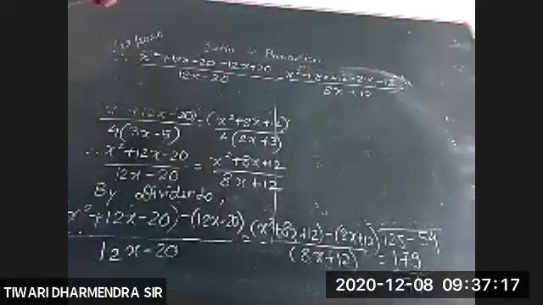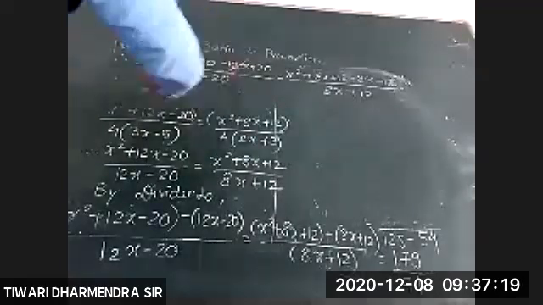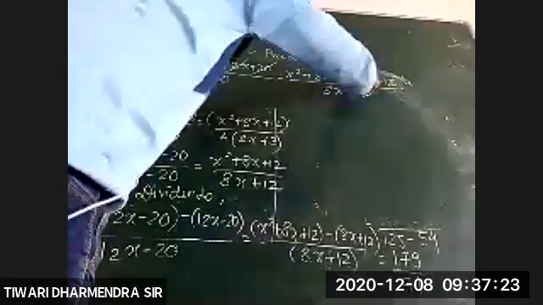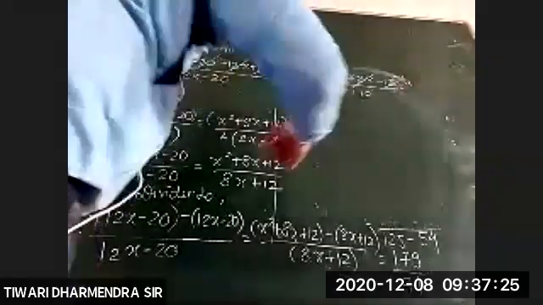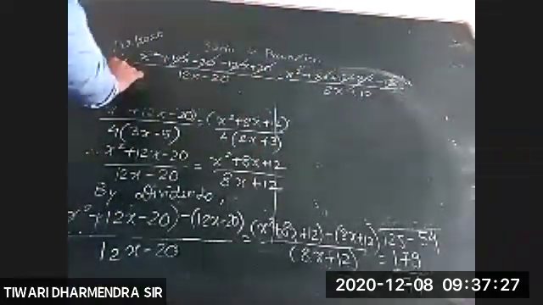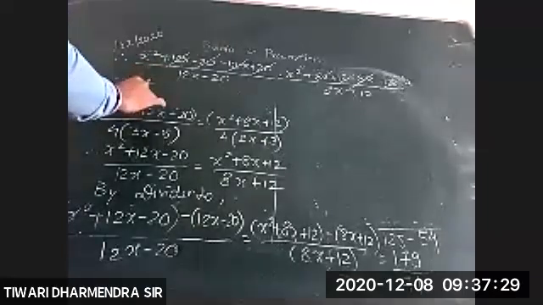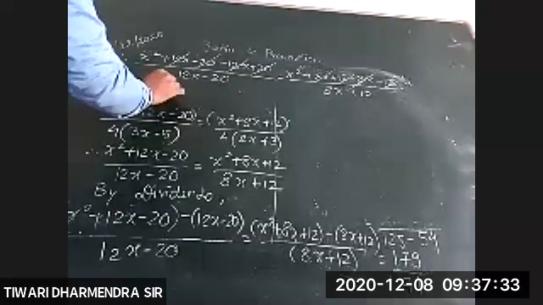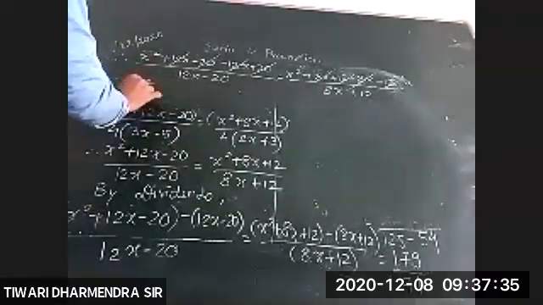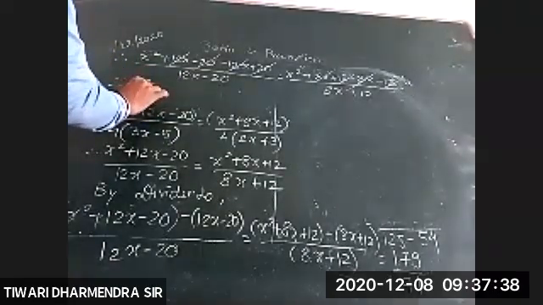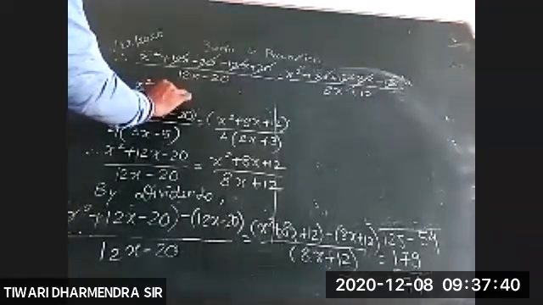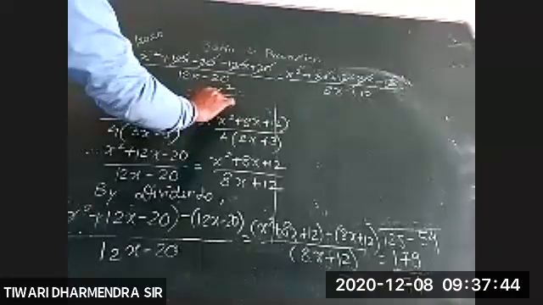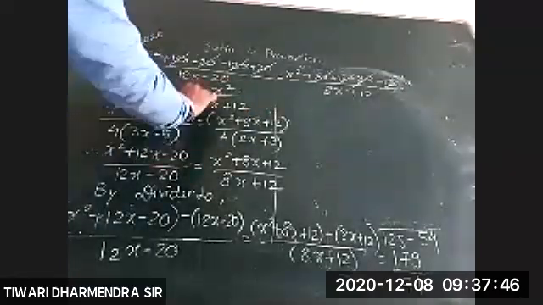Now the term with opposite sign gets cancelled. 12x minus 20, 20. And here 8x minus 8x, 12 minus 12 gets cancelled. What remains? x square upon 12x minus 20 is equal to x square upon 8x plus 12.